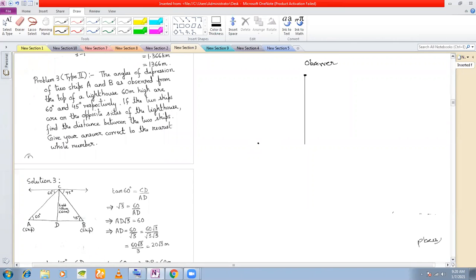One ship is here. So this is the object. This observer is observing this ship. This is the line of sight. And another ship is here. This is another line of sight of the same observer. And we join these two. So this AB actually is your river.